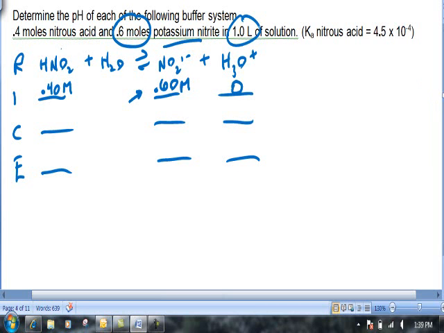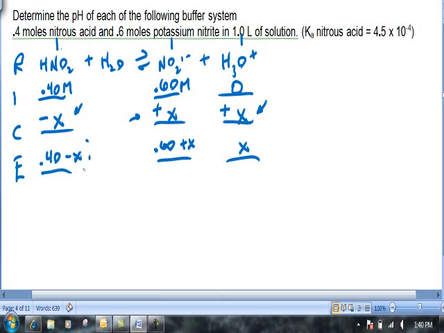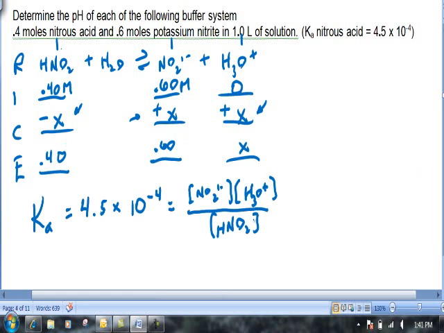Initially, we'll say there's 0 amount of hydronium. Because the hydronium is 0, this has to be a plus. We don't know how much our change is, so we'll call it X. Because we have a 1 to 1 to 1 ratio, this goes up by X, and the nitrous acid will go down by X as the system reaches equilibrium. At our equilibrium line, the size of our X here compared to 0.40 or 0.60 will be very tiny, so we can eliminate that X value.